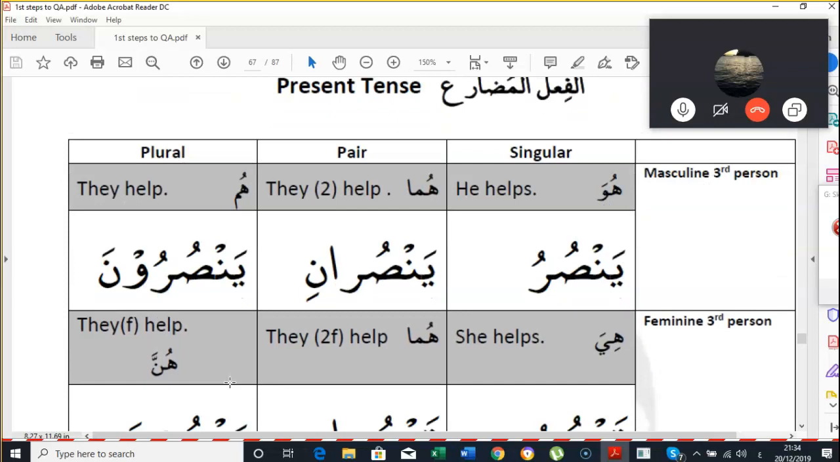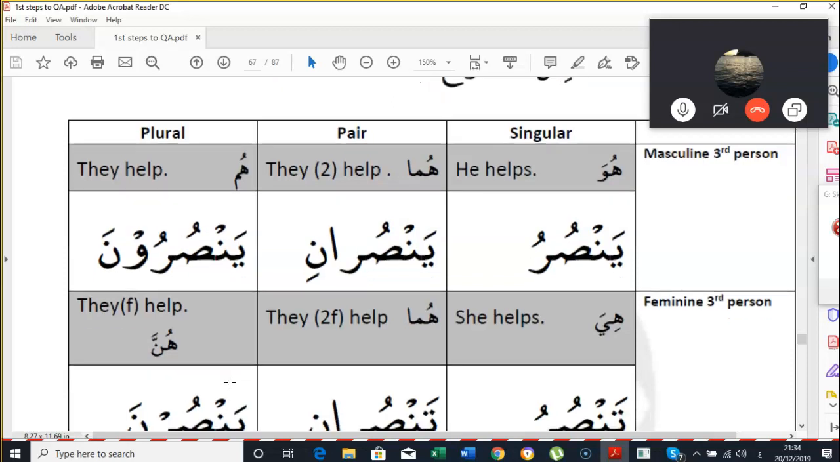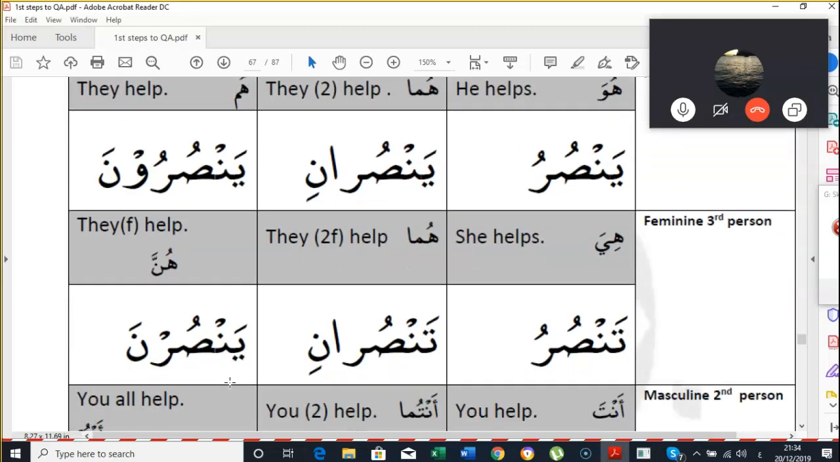Okay, so the first word is yansuru. Then you have the pair, yansurani. You've seen that before. Hum yansuruna. So with the pronouns: huwa yansuru, huma yansurani, hum yansuruna. So the first three begin with the ya. Then you're going to have two with the hiya tansuru, huma tansurani. And then hunna, go back to the ya again, hunna yansurna. So we're looking at the beginning of these fi'ls: 3 yas, 2 tas, 1 ya at the end. It's going to take time to get used to. So ya, ta, and then ya.